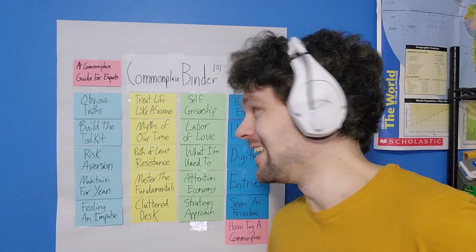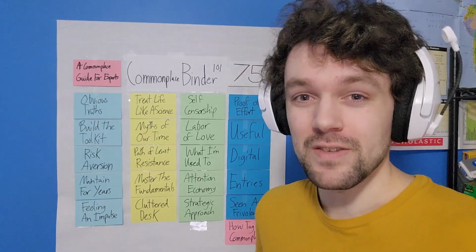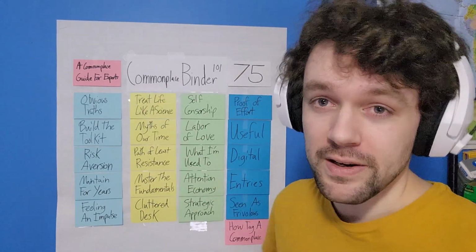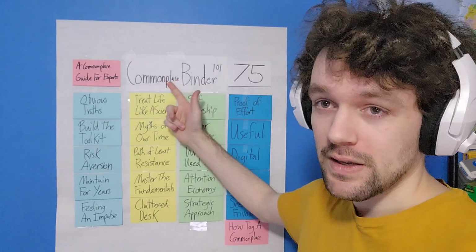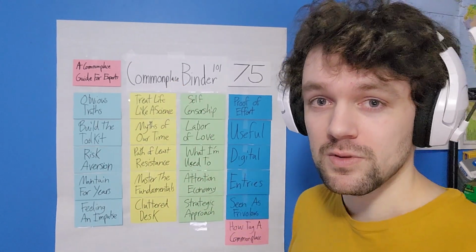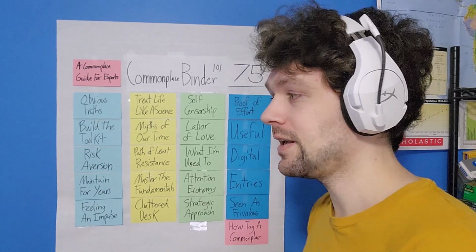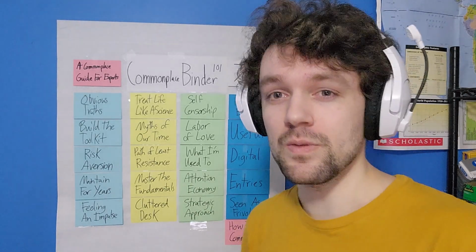Obvious truths. What are the obvious truths here? Well, we're working on a commonplace, and it's supposed to be a commonplace book, not a commonplace binder. So that's basically made up, and if that isn't going to work out for you, the rest of this video probably won't either.